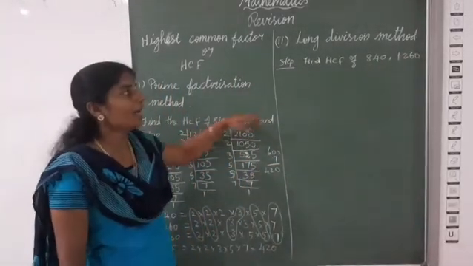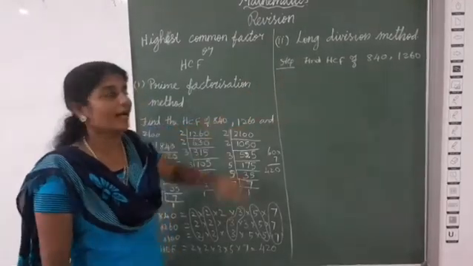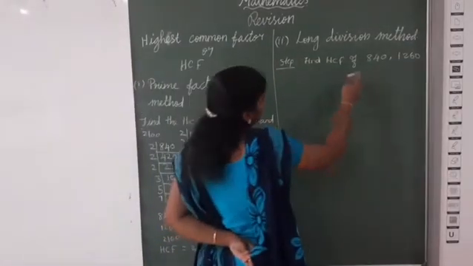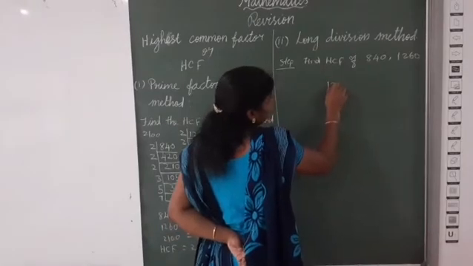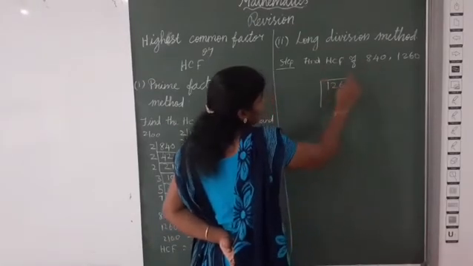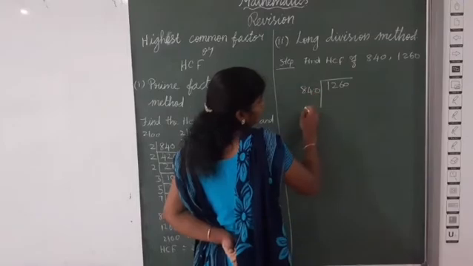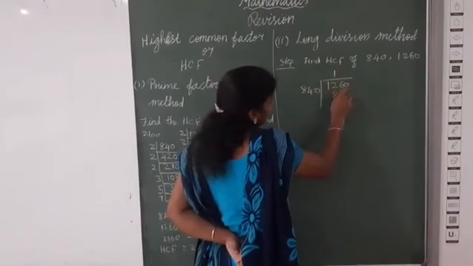First two numbers: 840 and 1260. Which is the big number? That is the dividend. Here 840 is the divisor. Here only one time 840.